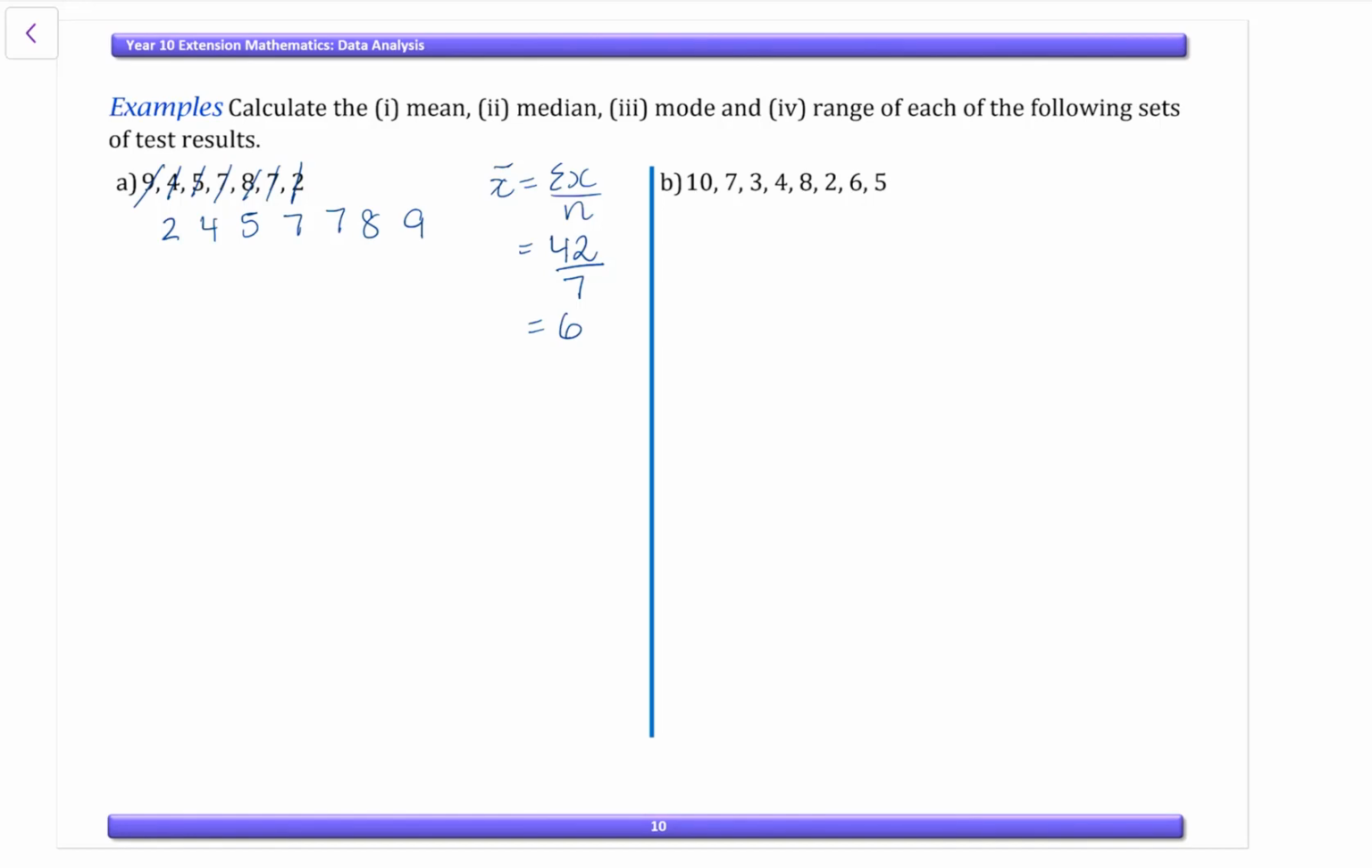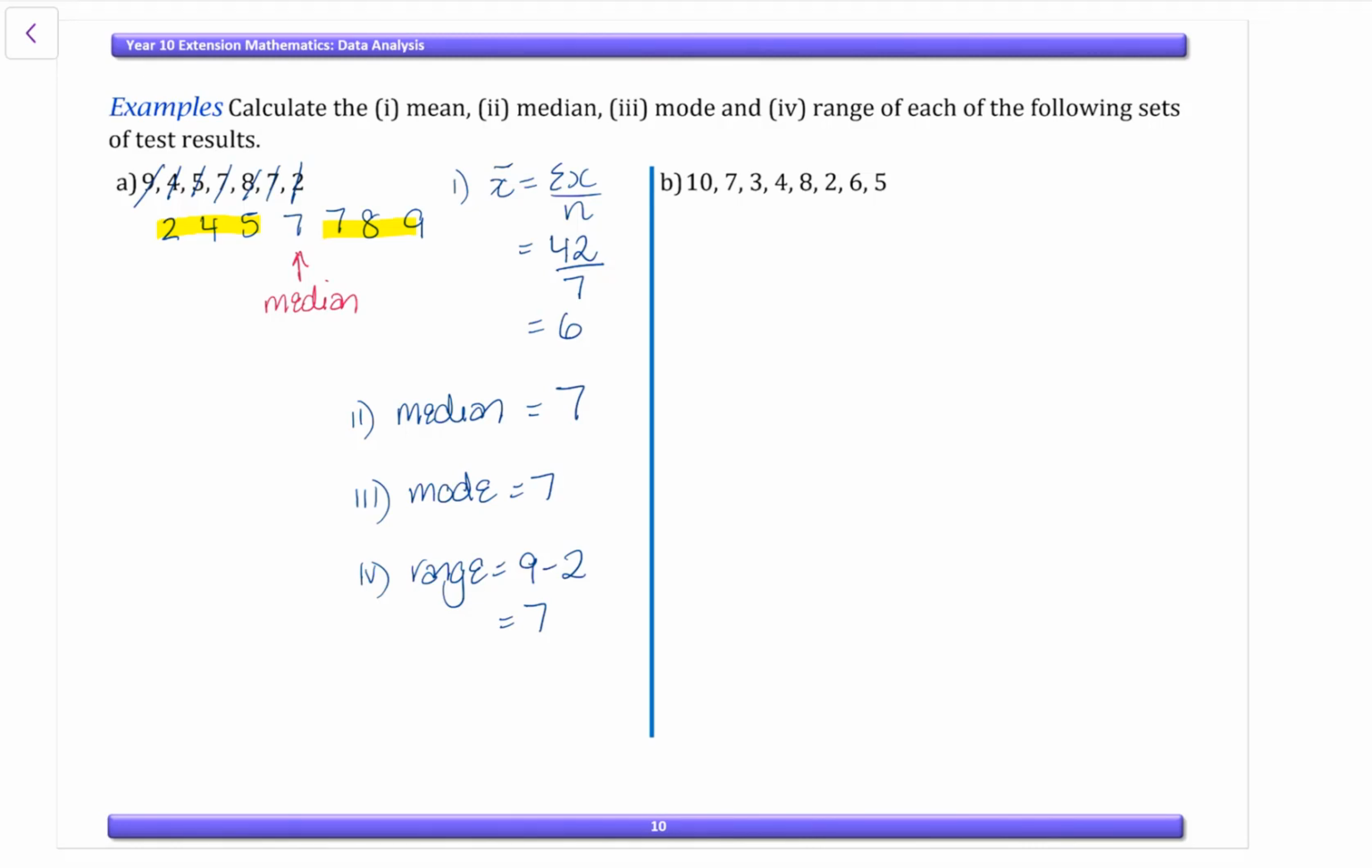My median, my data is in order. You can see that I have 3 scores here and 3 scores here, which leaves that median in the middle. Okay, so my median is 7. My mode, the thing that occurs the most, is 7. So mode equals 7. And the range is the highest minus the lowest, which is 9 minus 2, which is 7.